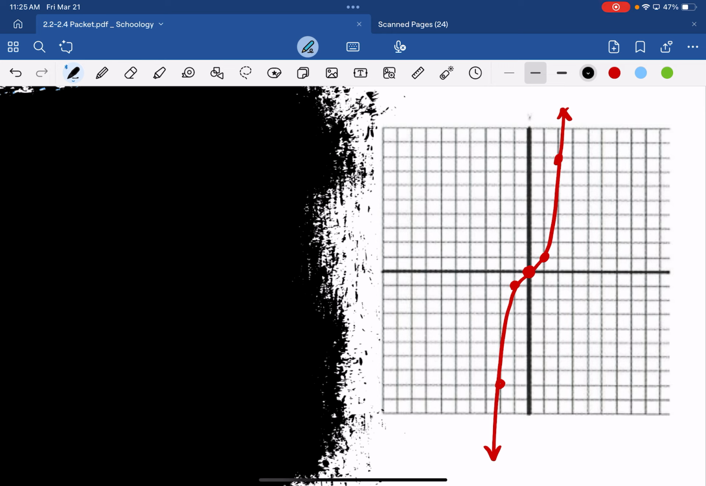I don't know how to describe this shape. The shape, yeah, this one's hard to describe. This one's hard.